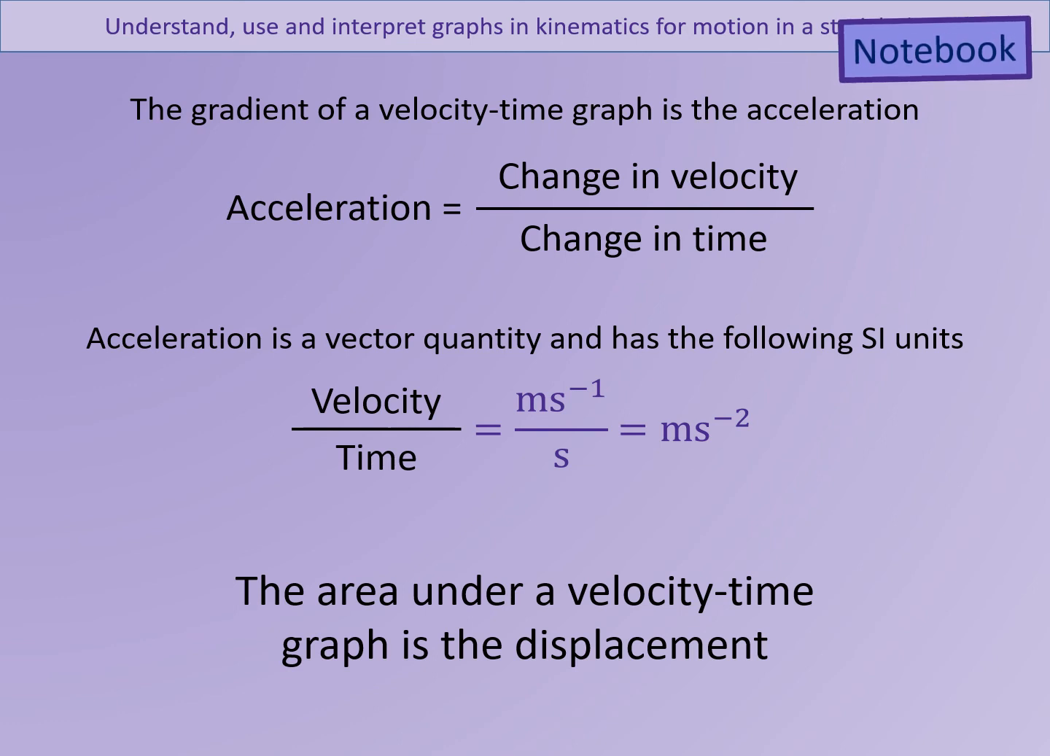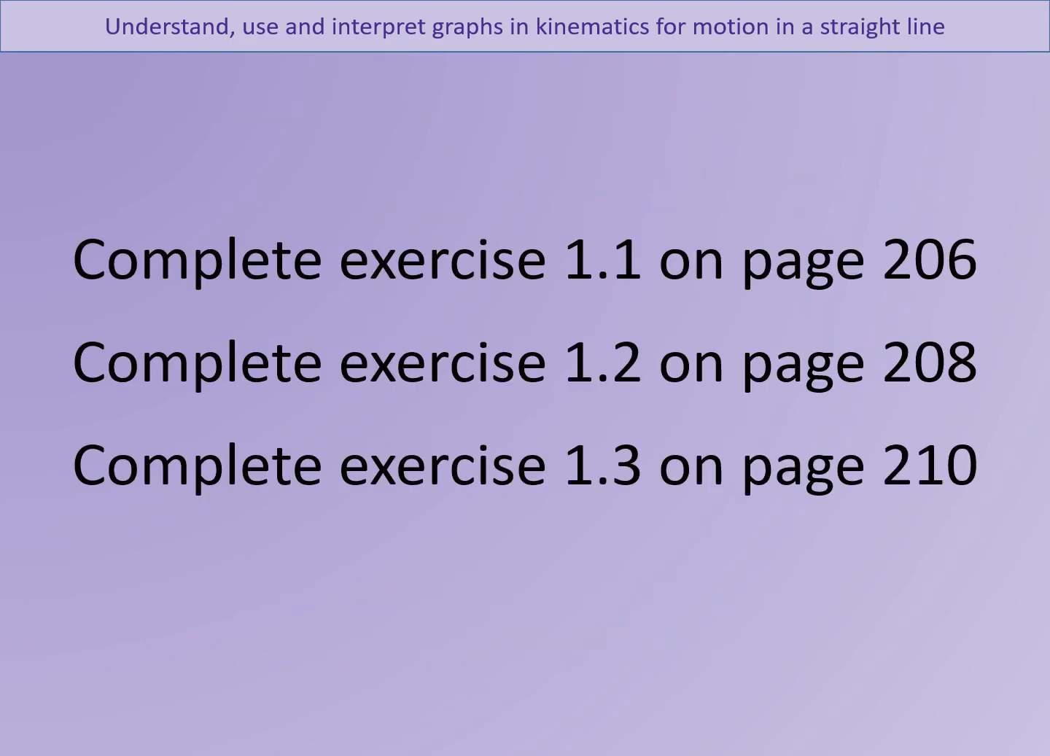We've also seen that the area under a velocity time graph gives the displacement of the object. If the area is above the time axis, it will be a positive displacement. If the area is under the time axis, we'll have a negative displacement. Now have a go at these 3 exercises using the examples and the information from the previous slides.